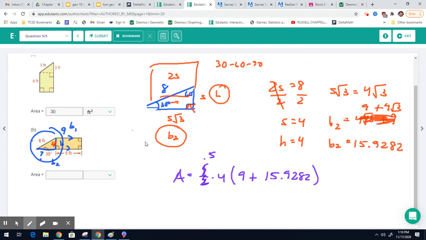And I got, it says round to 1 decimal, so I got an area of 49.85. That 5 is going to round the 8 up to a 9. 49.9, and that's going to be feet squared again.